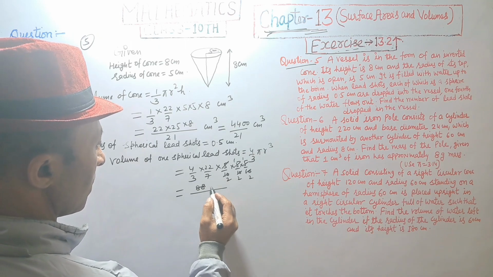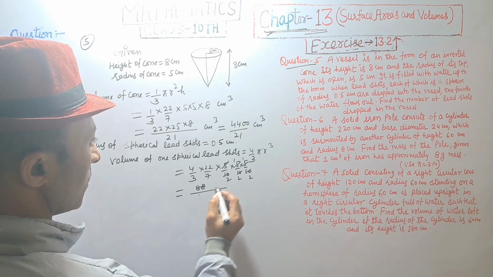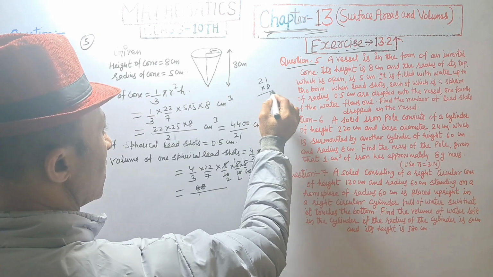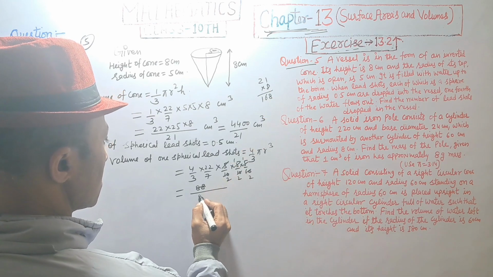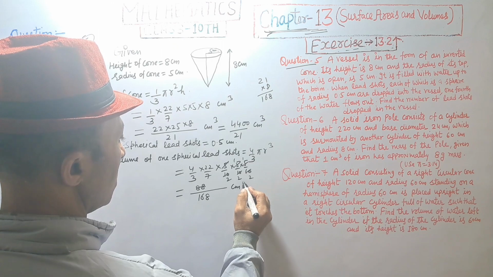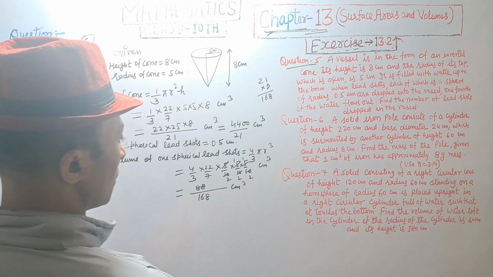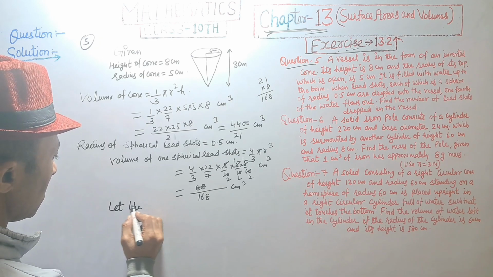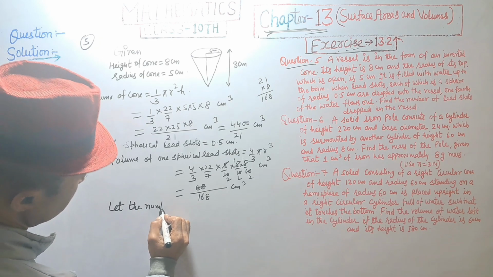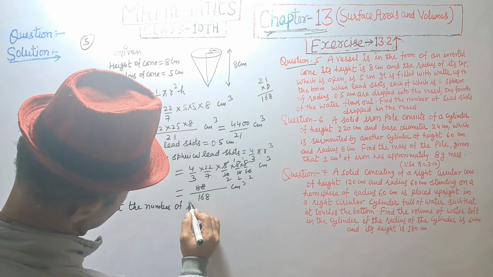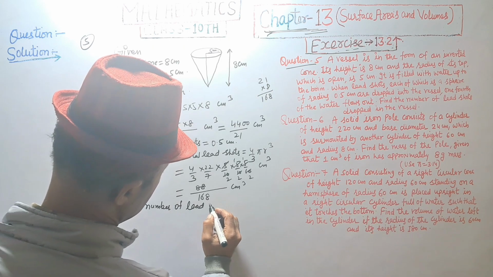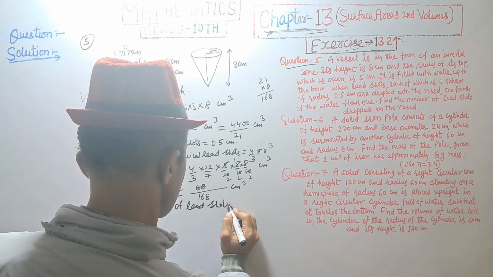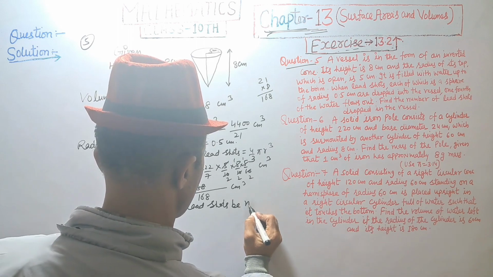This is equal to 88 divided by 21 8s are, 21 multiplied by 8, 168 centimeter cube. Let the number of lead shots be n.